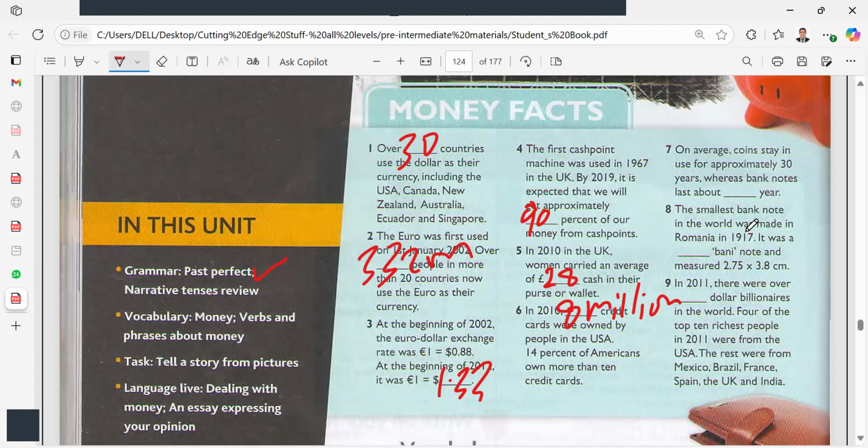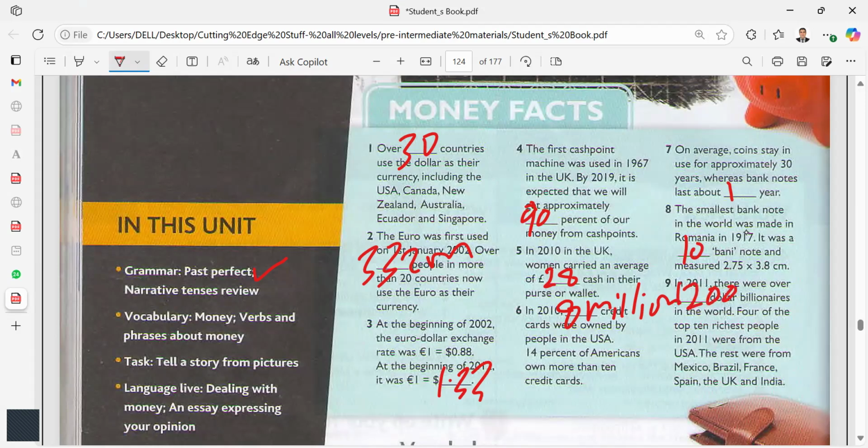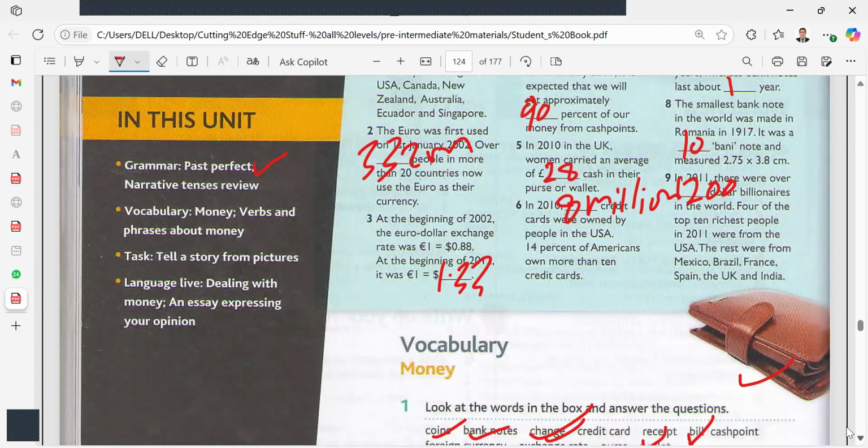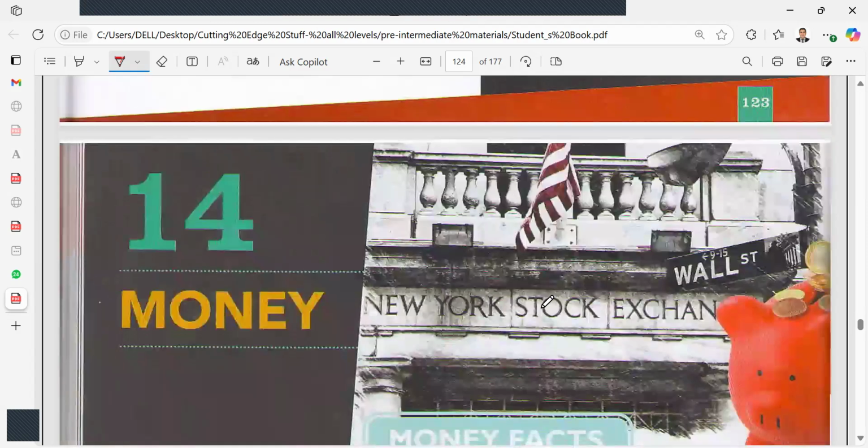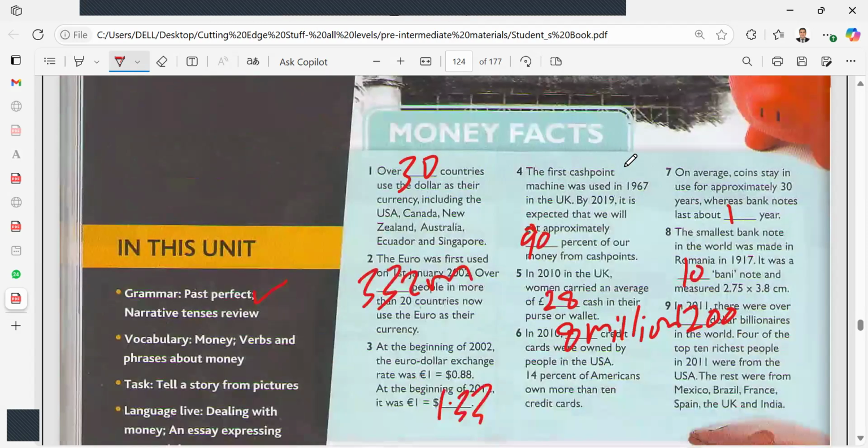Banknotes last about 1 year. Yes. 8, 10 Bani. Yes. Last one, 1,200 billionaires. Okay. So here, Jude, as you see, these are money facts, facts about money.